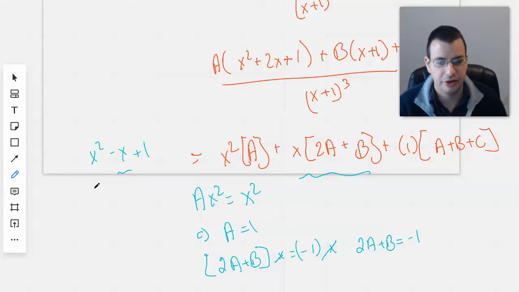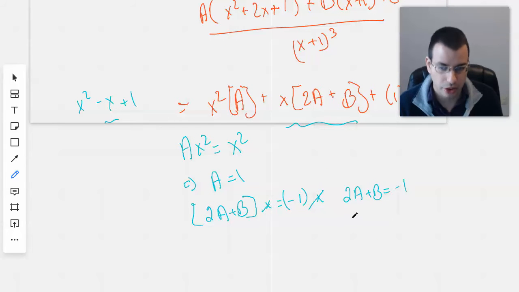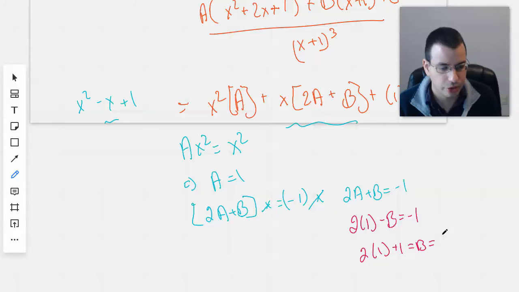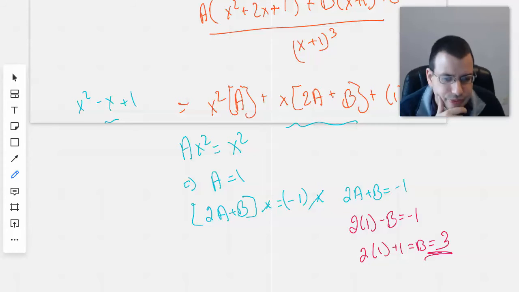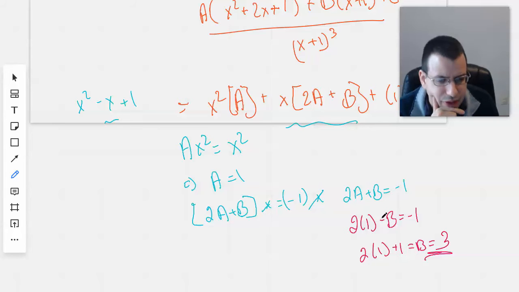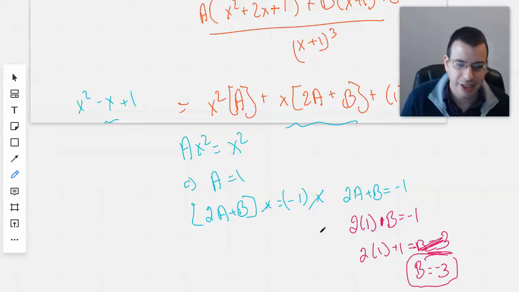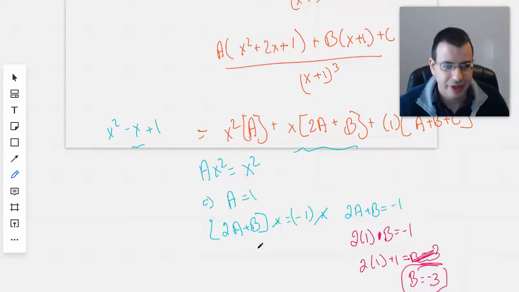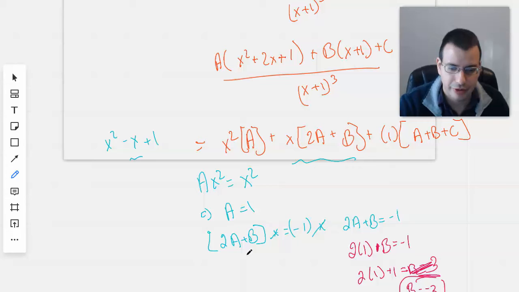We know that a is 1. So 2 times 1 plus b equals negative 1. So 2 times 1 plus 1 equals b, which equals 3. I think that's supposed to be a plus there, which makes that a minus. So b equals negative 3. There we go. It is really easy to get turned around with these.